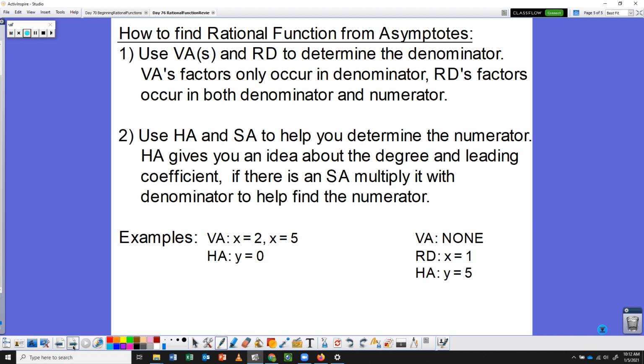So we've already done a couple of examples of that today, and that's a review of our entire rational function unit. You're now ready to try the homework for tonight.